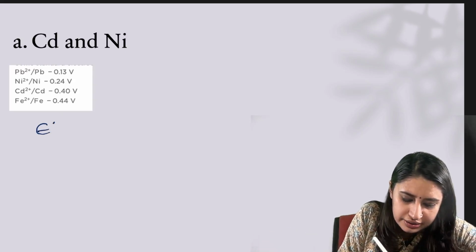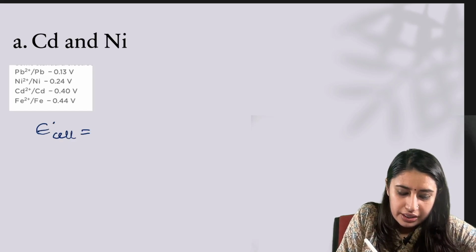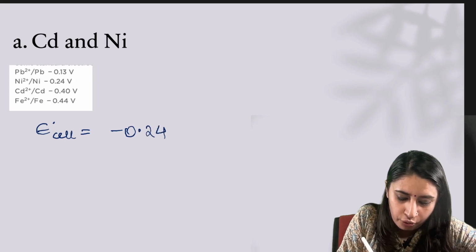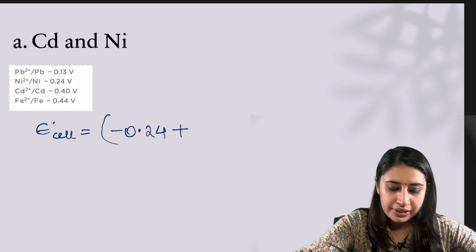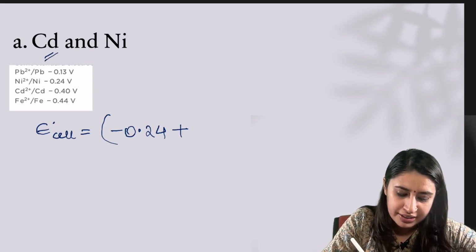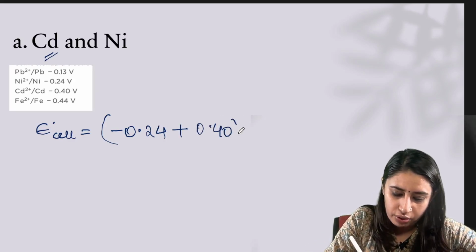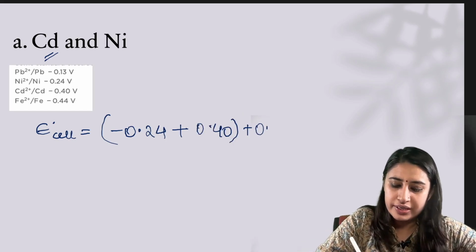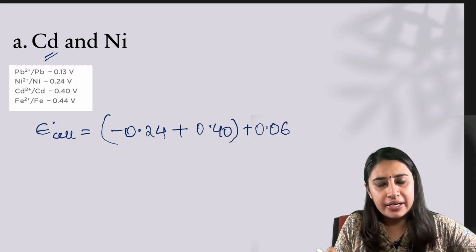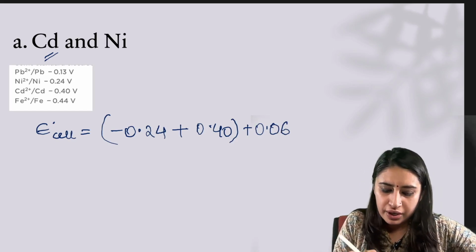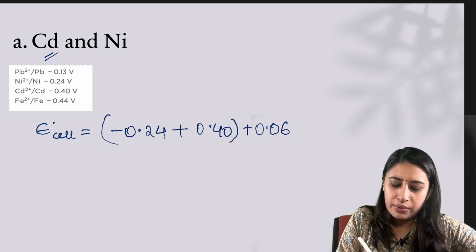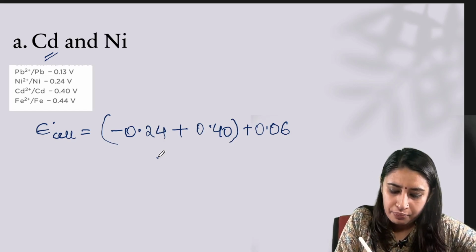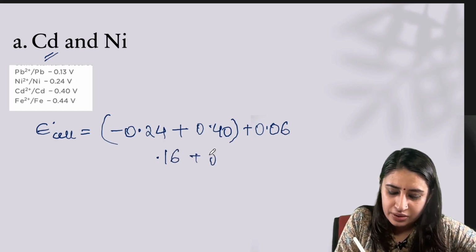So E cell will be equal to E naught nickel 2 plus to nickel, that means minus 0.24. Minus will be plus, because the couple that you now need is cadmium. For cadmium, minus plus 0.40, plus 0.06. So you can see that you will end up getting a positive value, and that's what we are interested in. We are not interested in the exact answer anyway. So you get plus 0.16 plus 0.06.